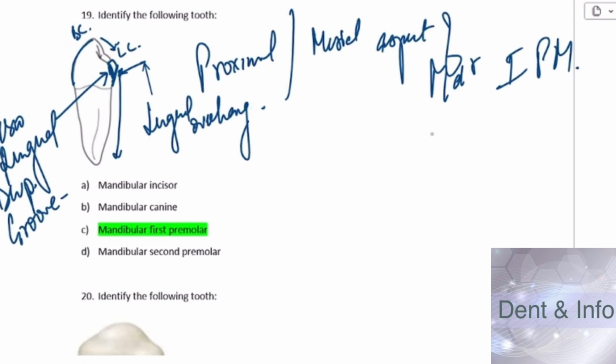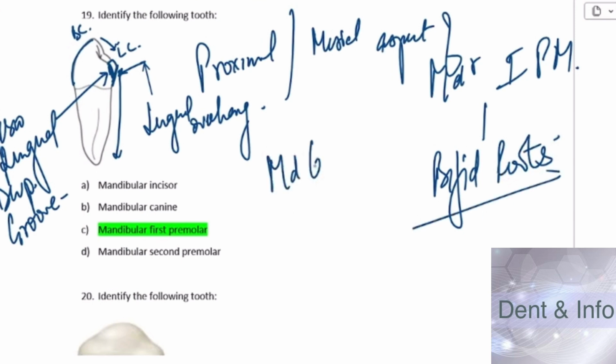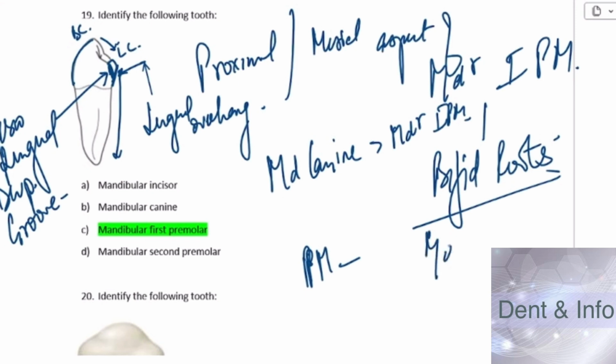Mandibular first premolar is one of the common teeth to have bifid roots. Now they say that mandibular canine is the most common, followed by mandibular first premolar. Which premolar is the most canine-like? That is again mandibular first premolar, which resembles the canine in maximum ways. Most canine-like premolar, that's the question. Again, the answer is mandibular first premolar.